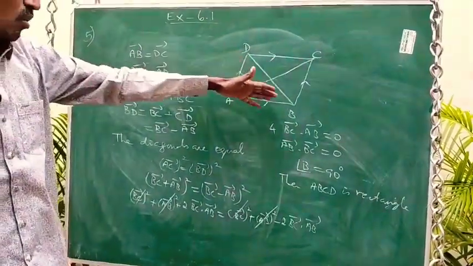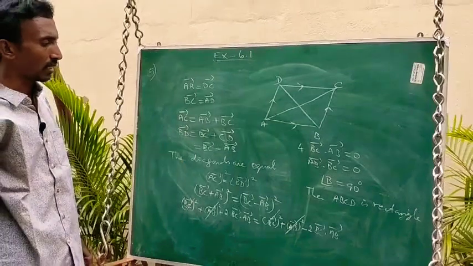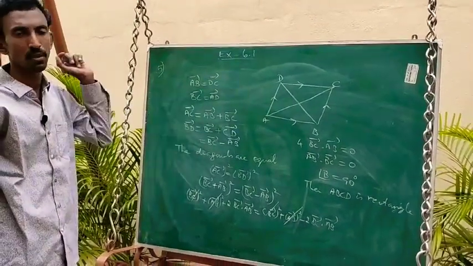So one angle 90 means all other also 90 degrees. So ABCD is a rectangle. That is the proof of the question number 5.